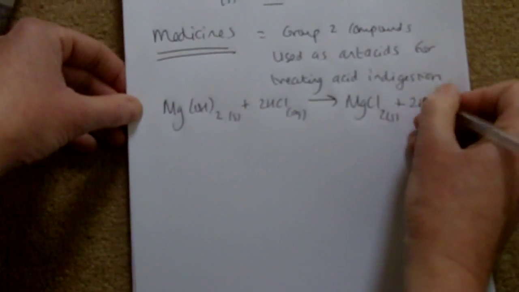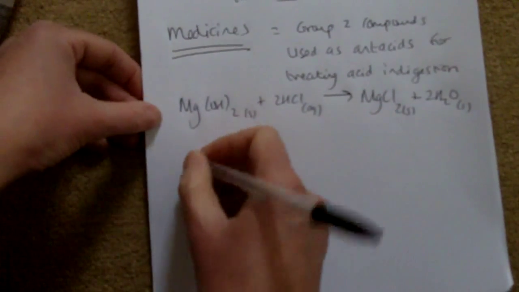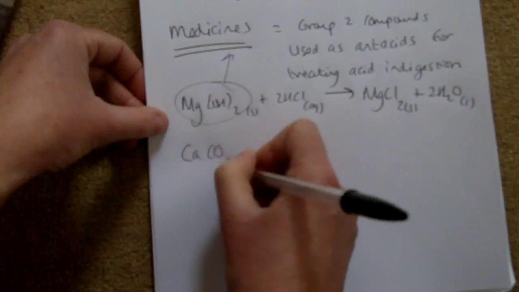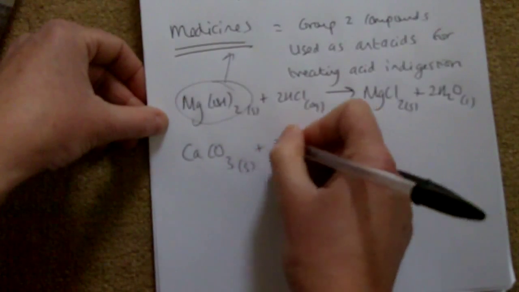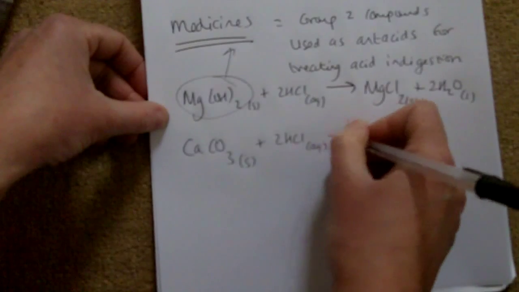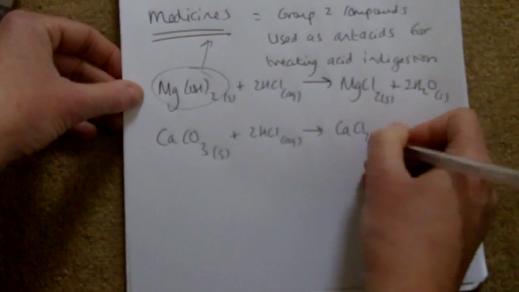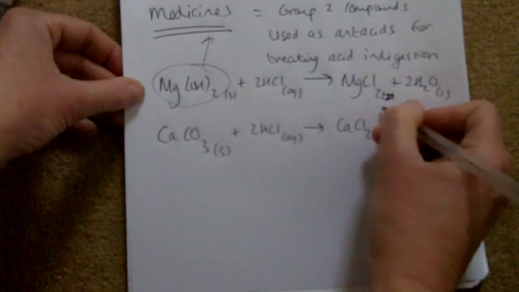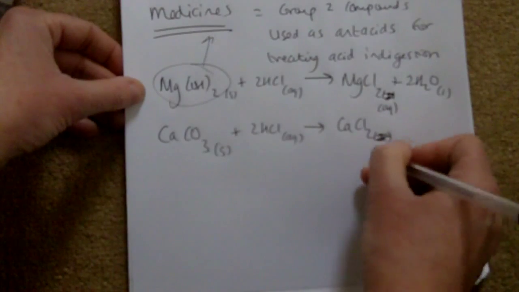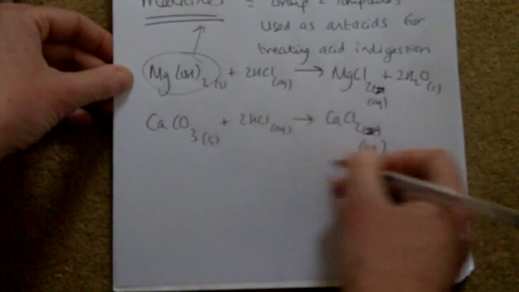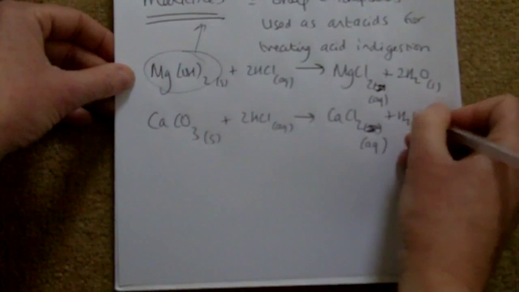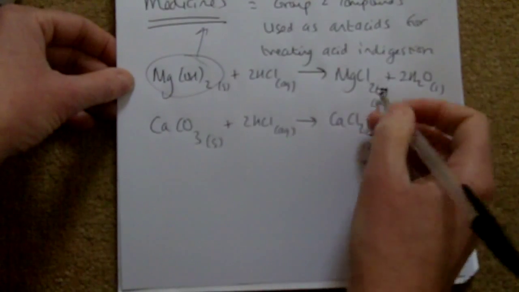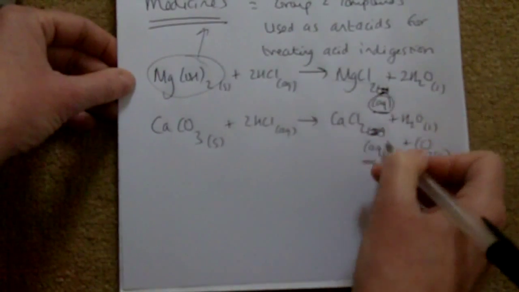plus 2 waters. Okay, also it could either be magnesium hydroxide in the medicine, or it could be calcium carbonate or magnesium carbonate as well. And they all neutralize the acid in the stomach. Calcium chloride, oh sorry, not solid, I'm sorry, that's aqueous, it's a salt. That's aqueous because it's a salt. Plus, what else have we got? Plus water, plus CO2 gas. Okay, calcium chloride is a salt, magnesium chloride is a salt, so therefore aqueous.